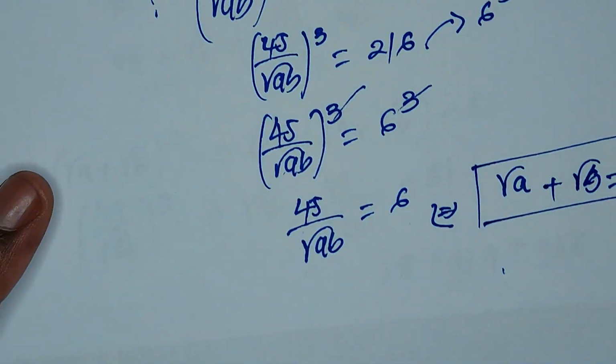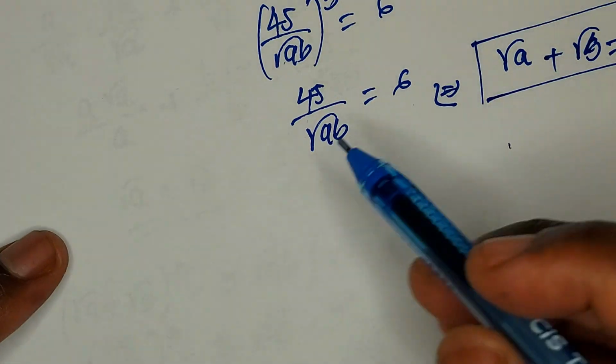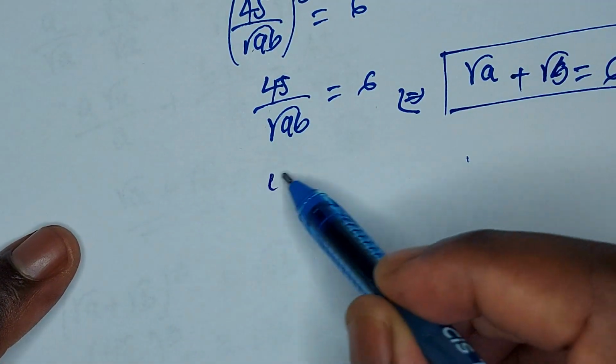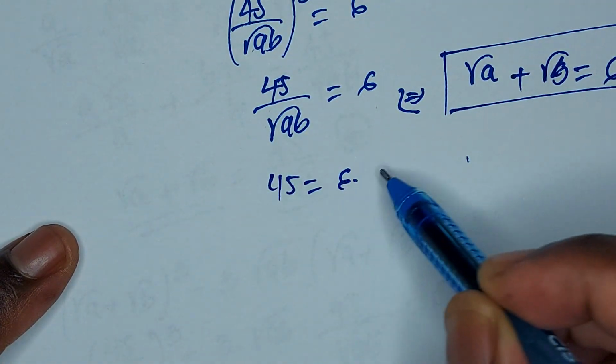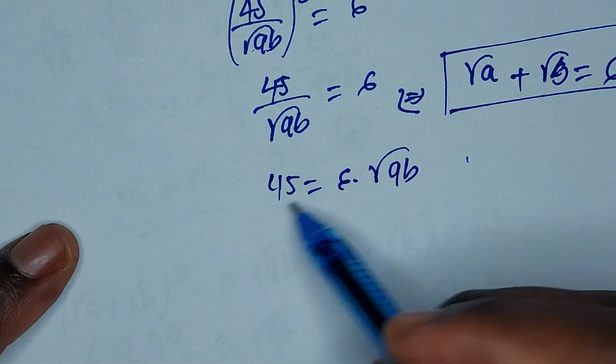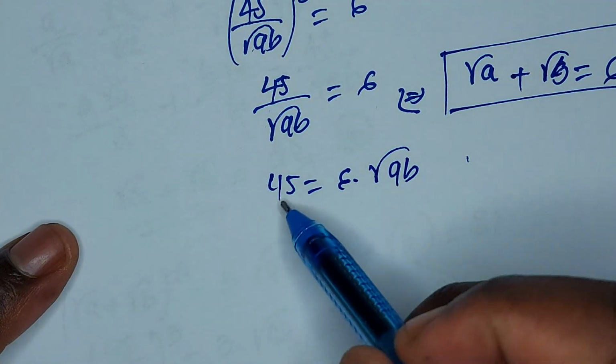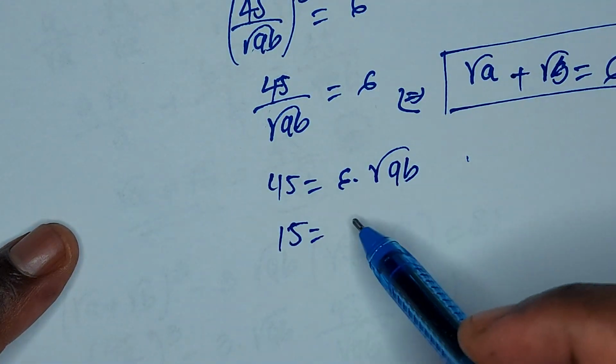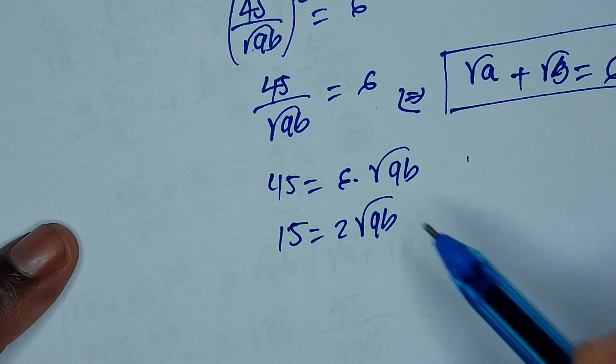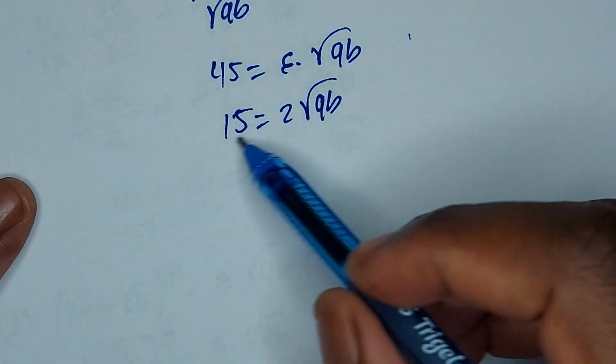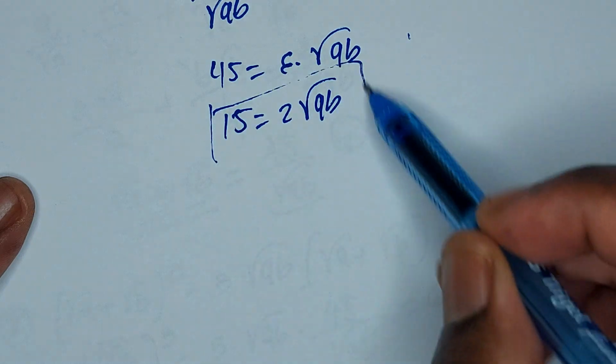Okay, and then we have what? Let's transform here. We have 45 equals 6 times square root of AB. Going to divide both sides by 3. We have 15 here, and we have here 2 square root of AB. Now this is my other equation.